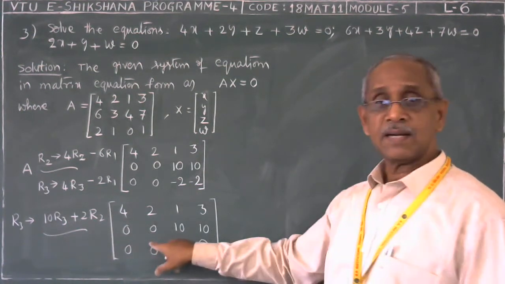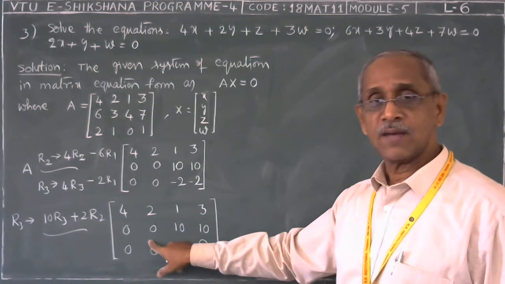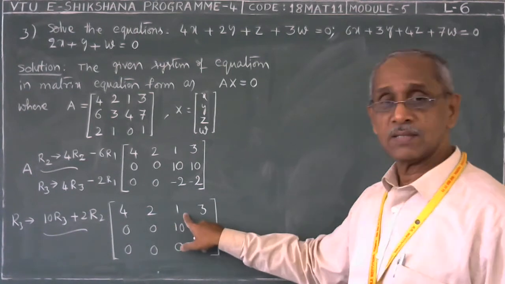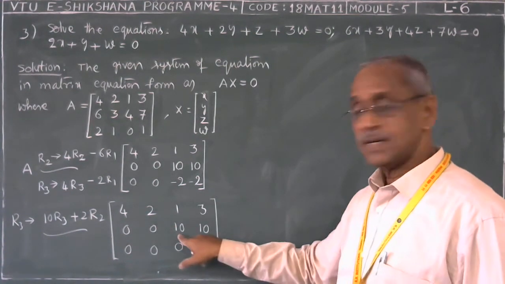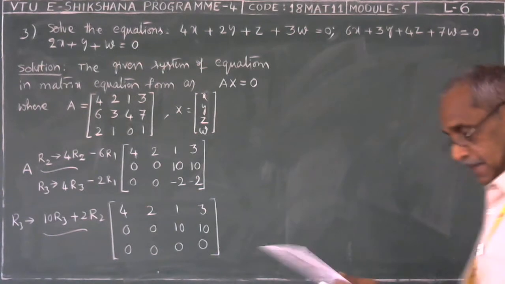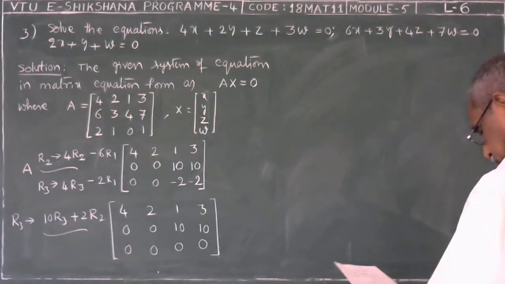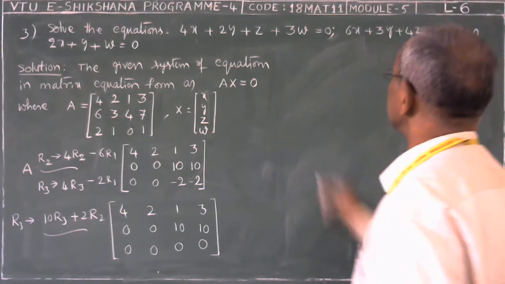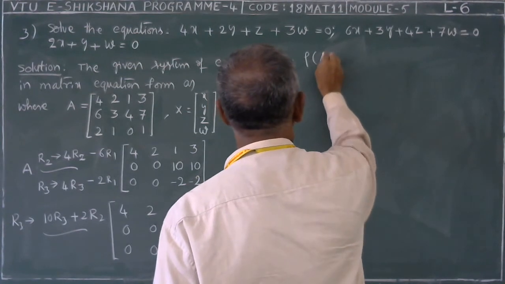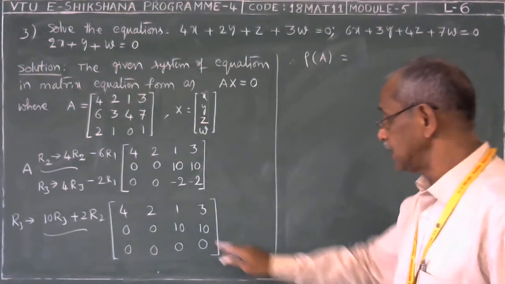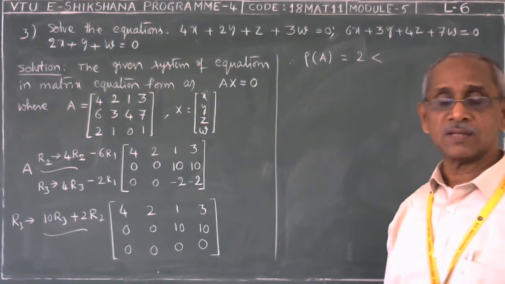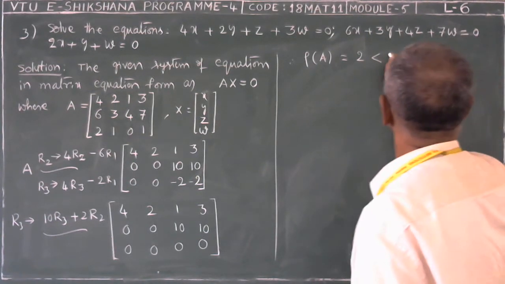Now, the equations equivalent to the given system of equations are 4x plus 2y plus 1 into z plus 3w equal to 0, and 10z plus 10w equal to 0. Now, let us look at the rank. Therefore, the rank of the coefficient matrix is 2, but this is less than the number of unknowns x, y, z, w, which is 4.